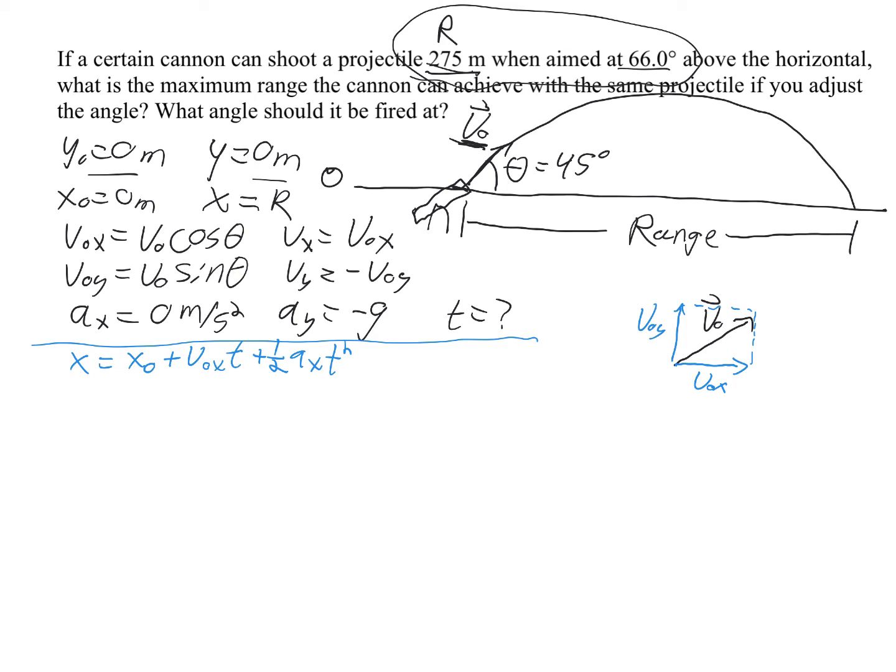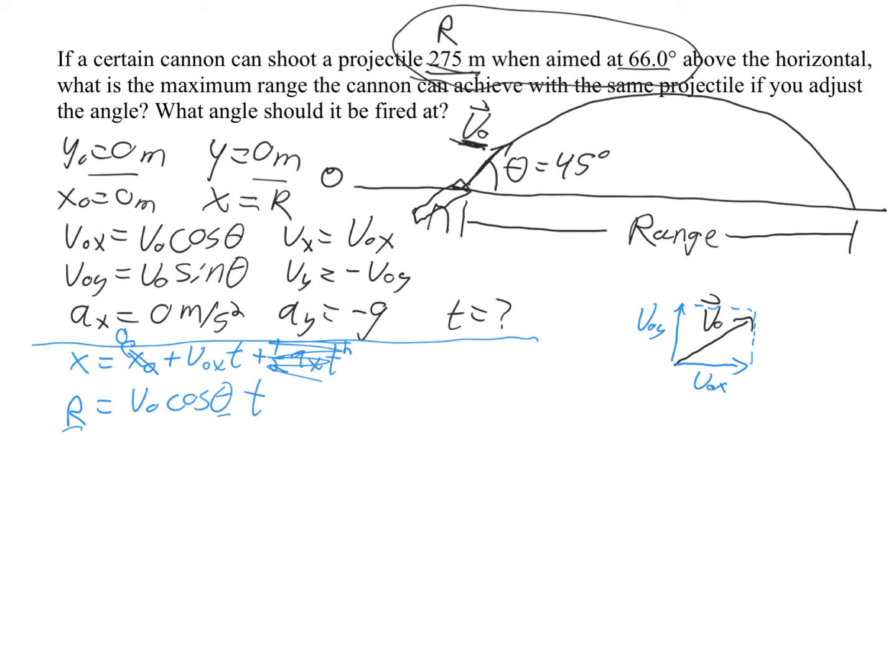And that's because a_x is 0, so this goes to 0. In this case, x initial is also 0, so all we're left with is x, our range, equals v initial x, which is v initial cosine theta, times t. Okay, so we have an equation. We know range and theta. We do not know v initial or time, two different unknowns.